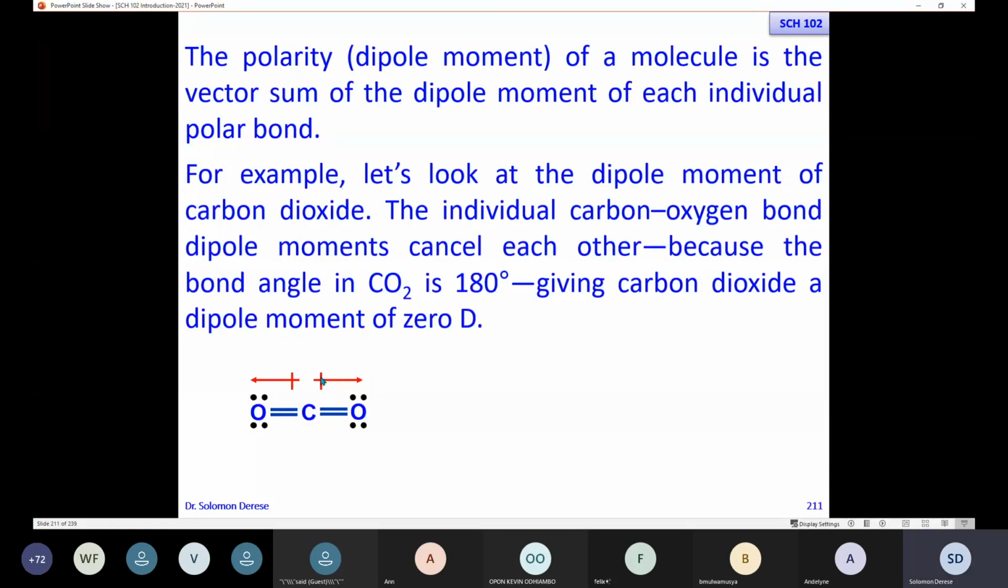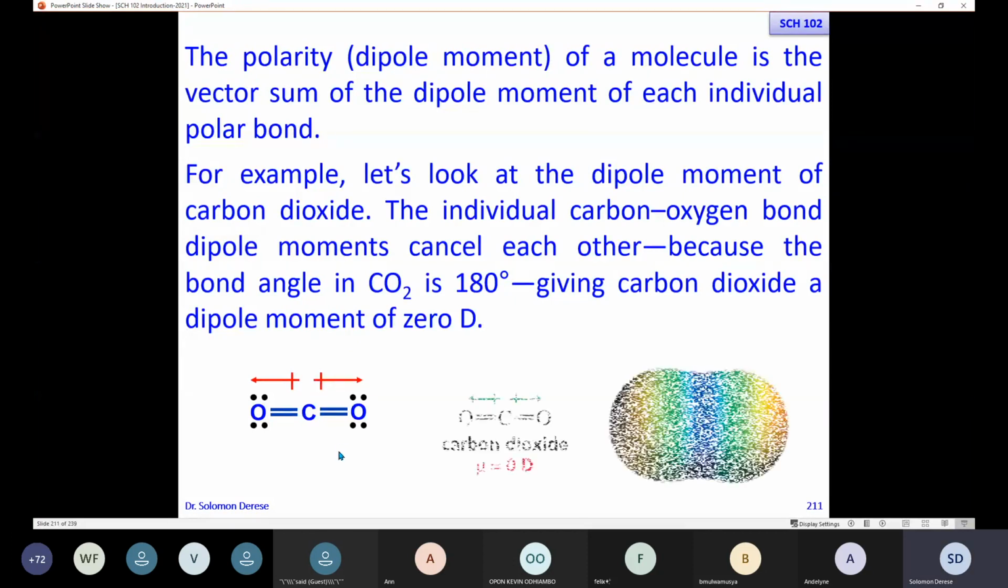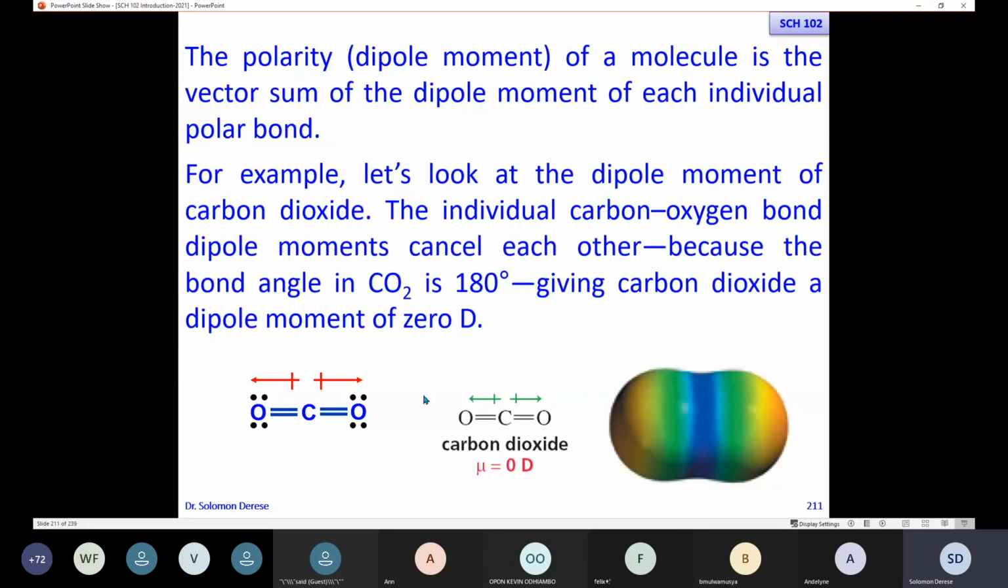As you can see, there are two polarized bonds in carbon dioxide. One is pointing this way, the other pointing the other way, and they cancel out each other. As a result, the dipole moment of carbon dioxide is zero. Carbon dioxide is a non-polar molecule. If carbon dioxide was not non-polar, I can assure you it would have been a liquid.